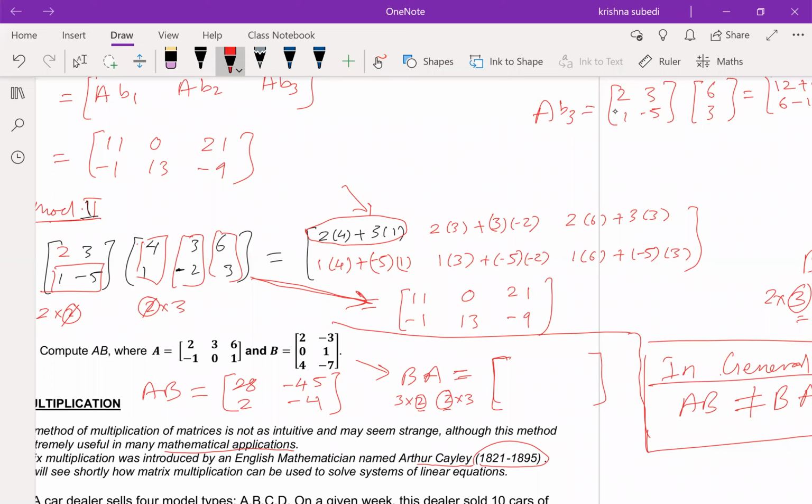Okay, so this AB, 28, minus 40, negative 45, negative 4, that one is correct. Now you may want to try BA, reversing the order. As you can see, B is a 3 by 2 matrix, A is a 2 by 3 matrix. Since the columns of the first and rows of the second are equal, the multiplication exists, and the result will be a 3 by 3 matrix. I'm just waiting for your answer.